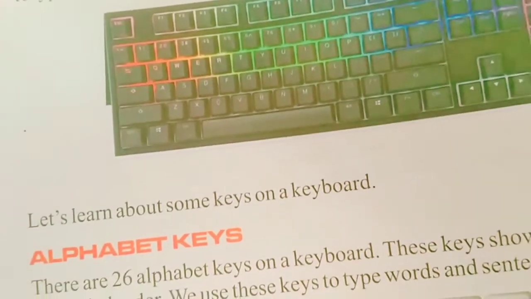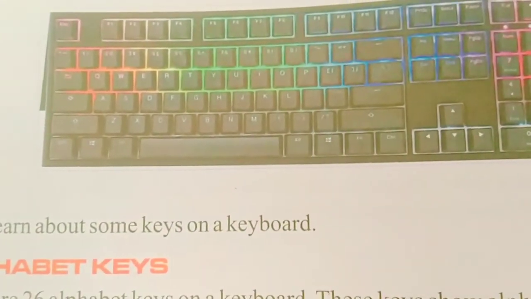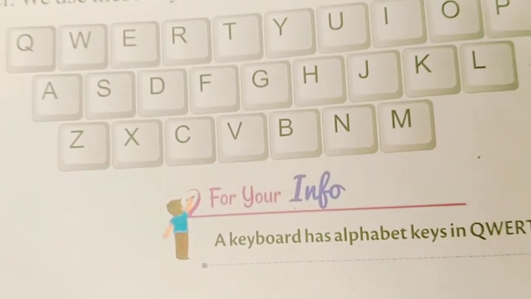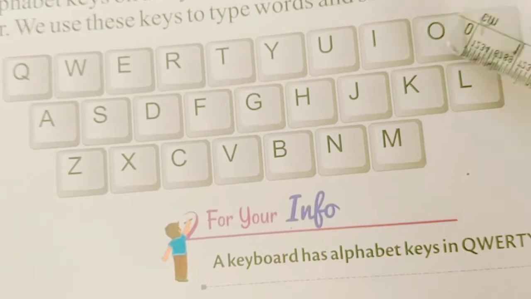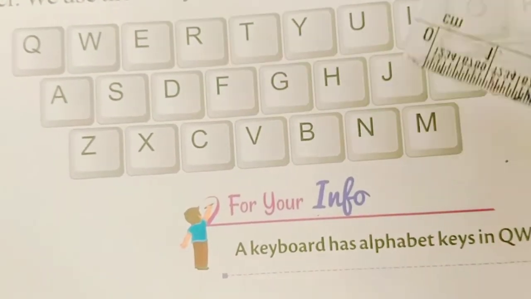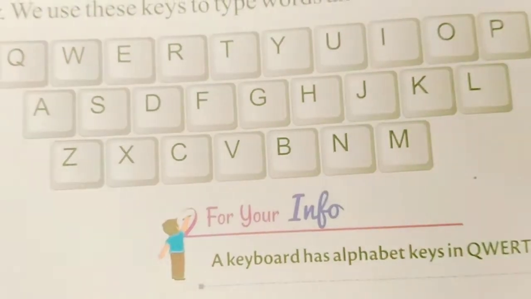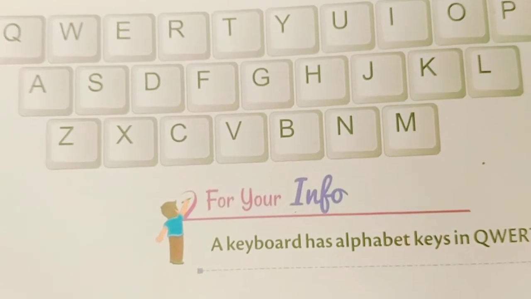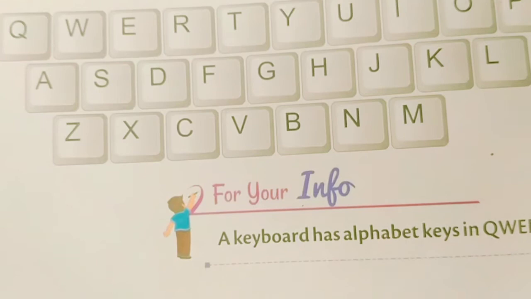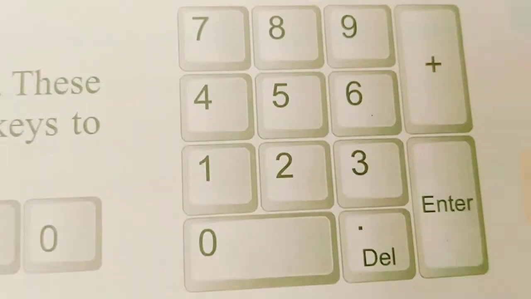These keys show alphabets from A to Z in a jumbled order, like this: QWERTY, POIUY, ASDFGH, LKJH, like this. Can you tell me, students, what is the use of the keyboard? Of course, the keyboard is used for typing words and sentences.